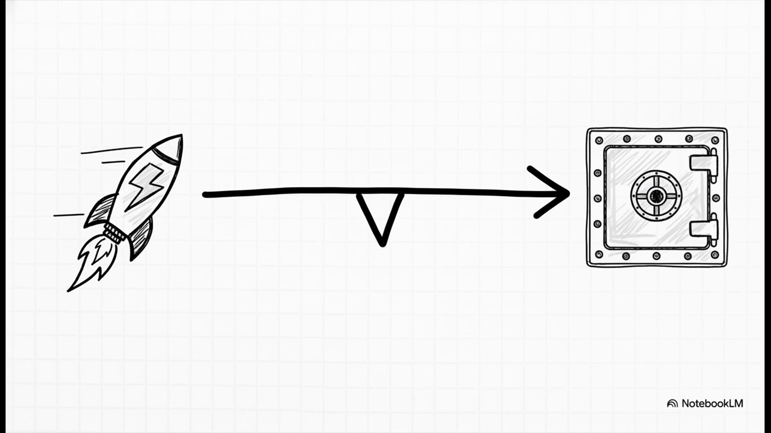First up, we've got the trade-off between speed and durability. Do you need absolutely blazing fast access to your data, or do you need an ironclad guarantee that once something is written, it is never, ever lost? You can't always have both at max level. Pushing one usually means pulling back on the other.